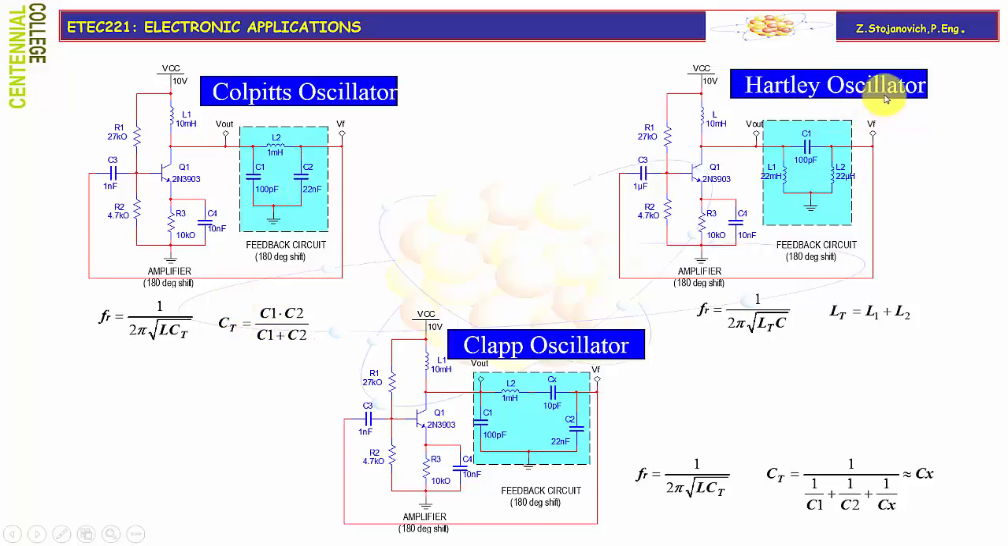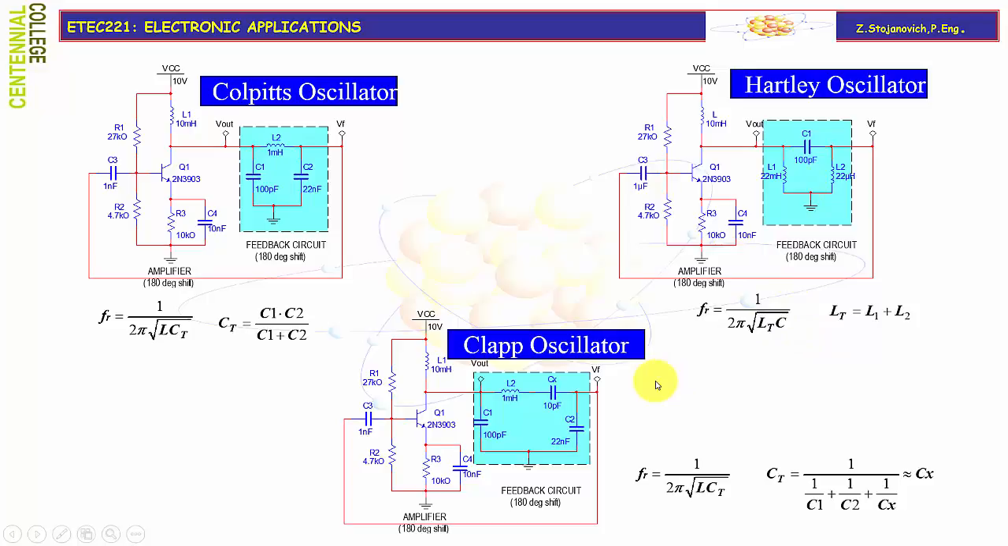On the other hand, we have a Hartley oscillator, and the delta configuration of reactive components looks like L1 and L2 in series and one capacitance. So it has one capacitance and two inductors in series. Again, amplifier is providing 180 degrees shift, and of course the feedback network is then required to do an additional 180 degrees. Frequency of oscillation is given as 1 over 2 pi square root of total inductance, which is made of two series inductances L1 and L2, times capacitance C.